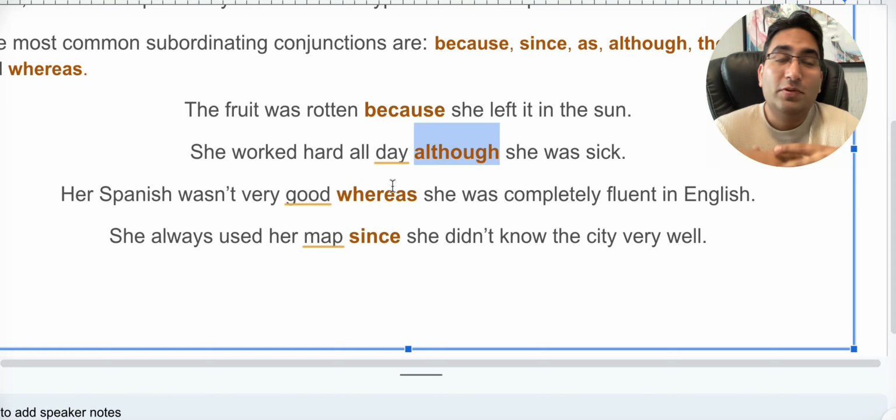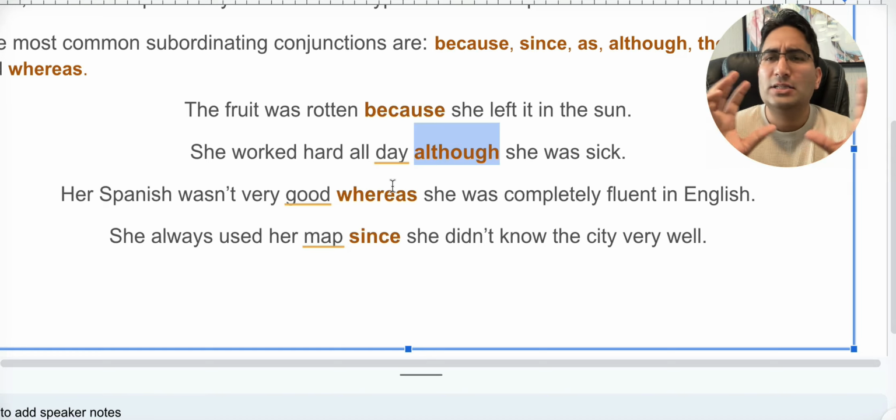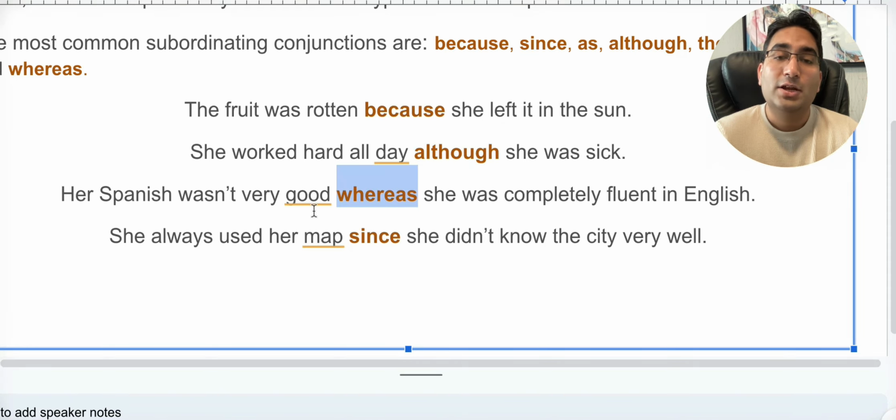So it's still, even when she is sick, she was working, and we can use the word although to connect these two ideas. Then we have something like whereas. Her Spanish wasn't very good, whereas she was completely fluent in English. In this case, we're using whereas in between to show two things at the same time. Spanish is not good, but English is very good. So it explains two things happening at the same time.